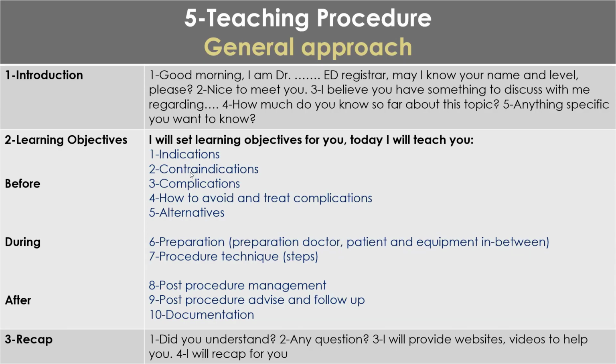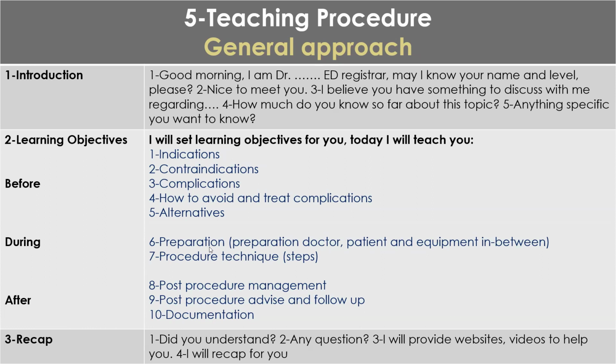Contraindications: allergy, cellulitis, and also coagulopathy. Complications: bleeding, hematoma, and intra-joint injury. Intra-joint injury like what? Like ligaments, cartilage, bone, anything. How to avoid? You will use landmarks and ultrasound guidance. To treat complications, you will call an orthopedic doctor if there is any complication. Clear? Okay.